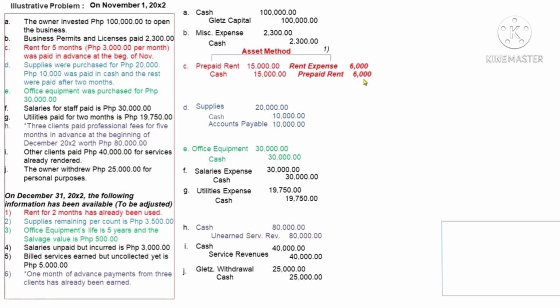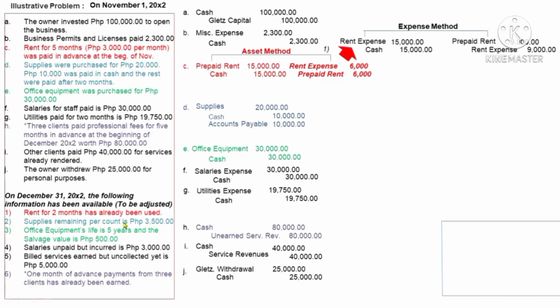But what if the company used the expense method? If that's the case, the initial recognition will be debit rent expense 15,000 and credit cash 15,000, even if the benefit has not yet been consumed. However, as an adjustment, remember, only 2 months rent or 6,000 was actually consumed. So you need to deduct 9,000 from the rent expense. So we have to credit rent expense for 9,000 and debit prepaid rent for the establishment of the unused portion.